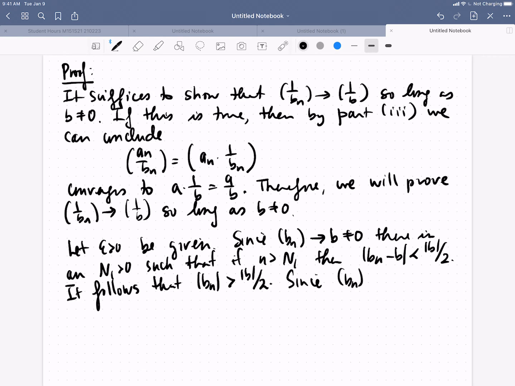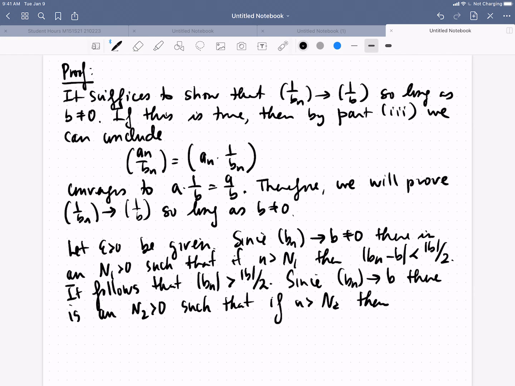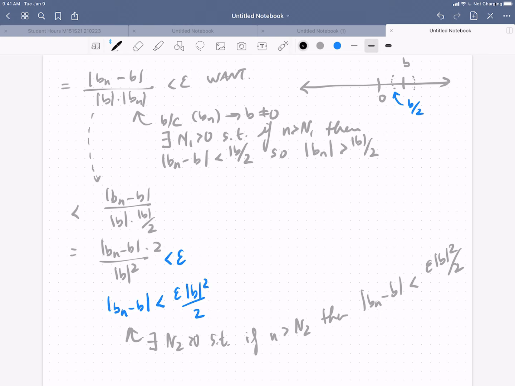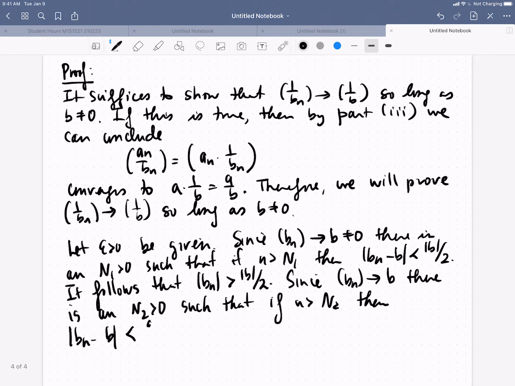Now we'll turn to the other control we need. Since Bn converges to B, there's an n2 greater than 0 such that if n is bigger than n2, then absolute Bn minus B is less than, so let's go back and make sure we get this right, is less than epsilon times absolute B squared over 2. So we're going to choose capital N equal to the maximum of n1 and n2.